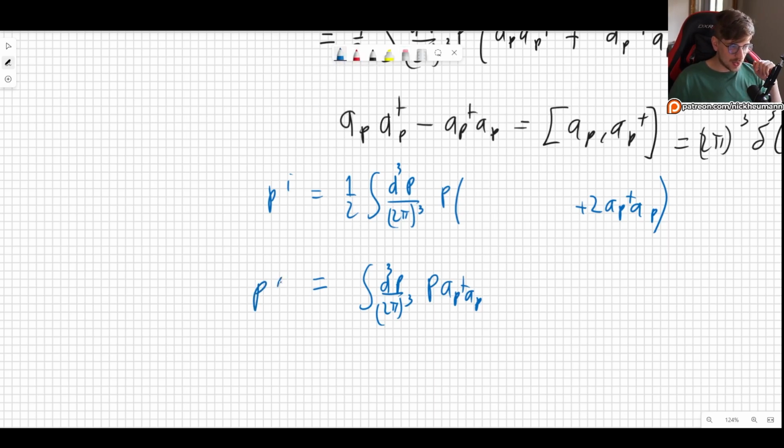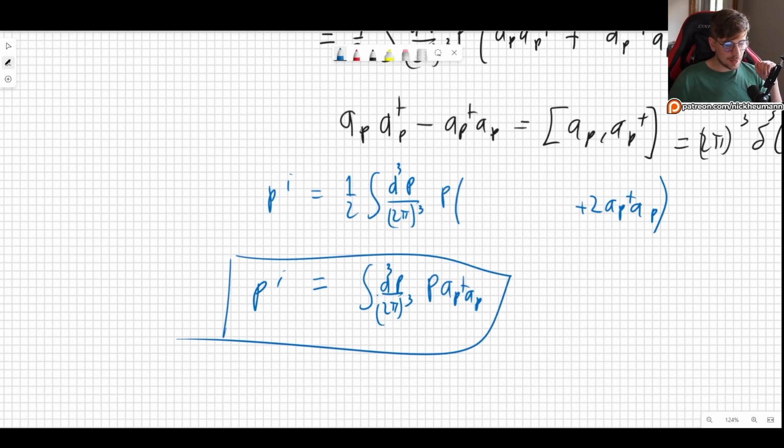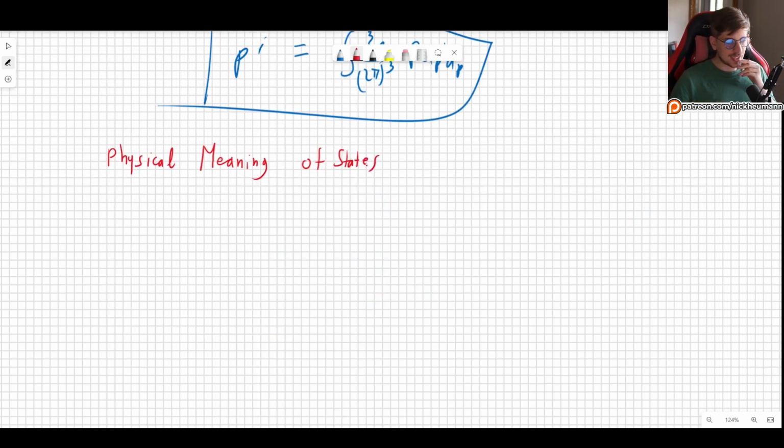So this is the one that we will keep. So this is the momentum operator that we will be using. Okay, so now let's just quickly discuss what the meaning is. And basically we want to find these statistics here.